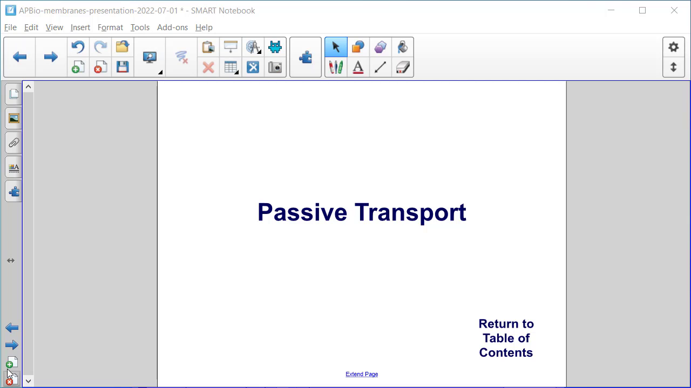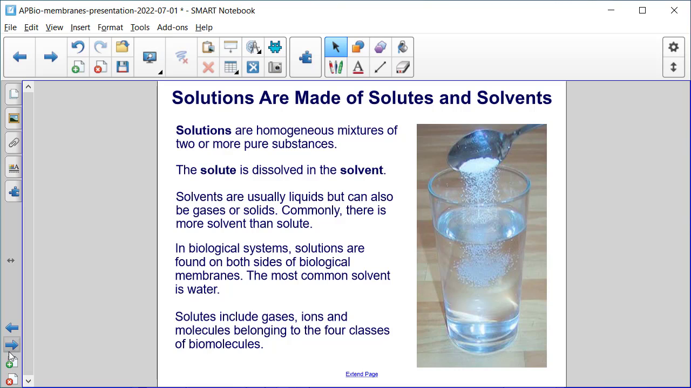In this section, we're going to discuss passive transport. First, let's have a quick discussion on solutions. Solutions are made of solutes and solvents. They are homogeneous mixtures of two or more pure substances.